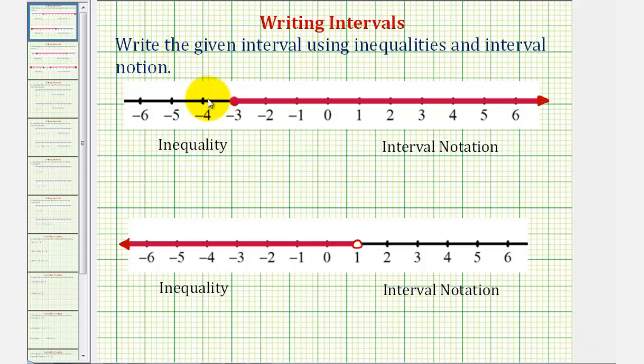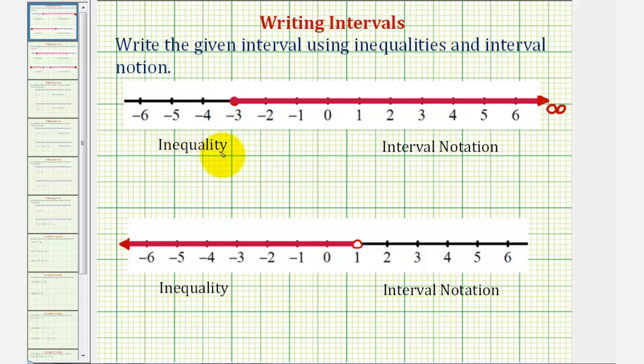Welcome to a lesson in which we're given the graph of an interval and asked to express the interval using an inequality as well as using interval notation. So looking at our first example, notice how the interval starts at -3 with a closed point and moves to the right. Because we have a closed point on -3, this means the interval does include -3, and as we move right in the positive direction, we would approach positive infinity.